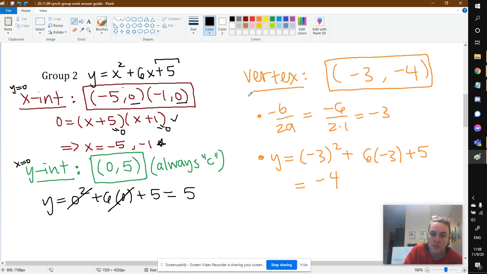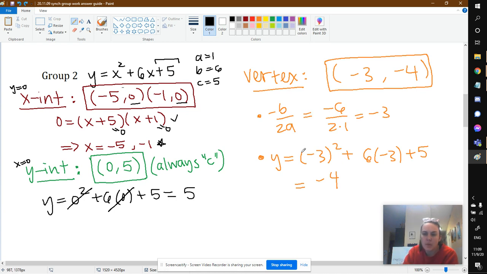For our vertex, we need to figure out what a and b are. A is always the number by x squared, b is always the number by x, and c is always the number by itself. Negative b over 2a equals negative 6 over 2 times 1, because 6 was our b and 1 was our a. That simplifies to negative 3, and that's where our x-coordinate of the vertex comes from.